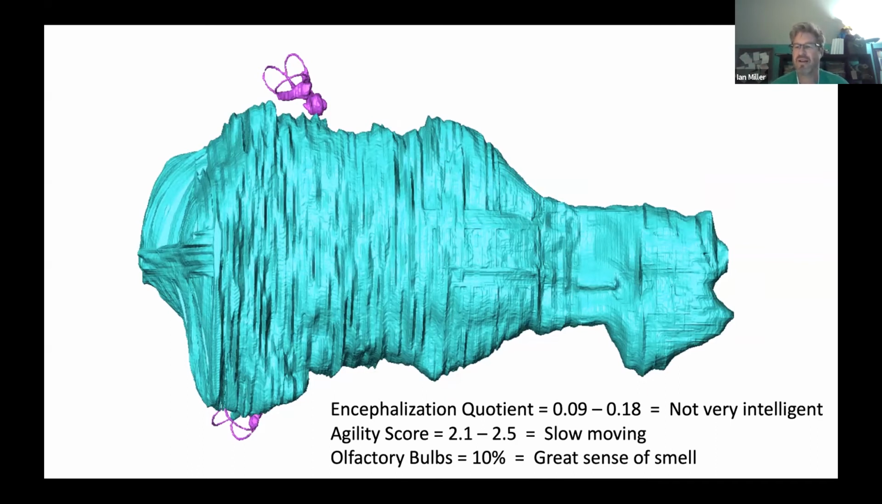So you can already tell, in a post-dinosaur world, you don't have to be that smart, don't have to move that fast. But one thing it does have, toward the front of the brain, are these massive olfactory bulbs, suggesting an incredible sense of smell. So you can start to get a sense of what these animals were like and what they were doing on that landscape in these forests just after the extinction of the dinosaurs.